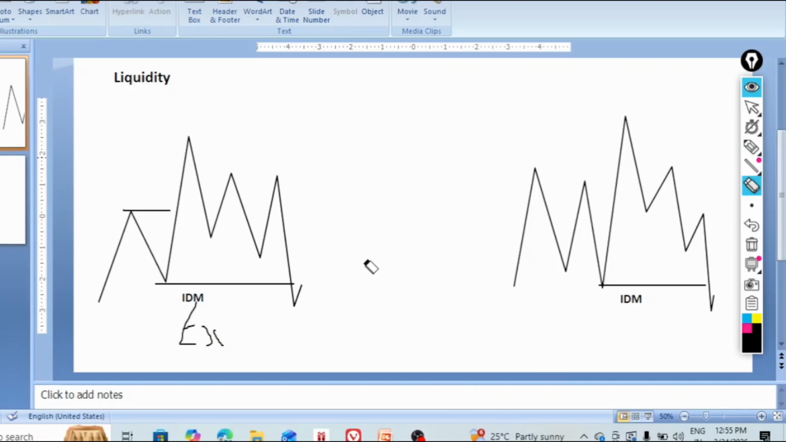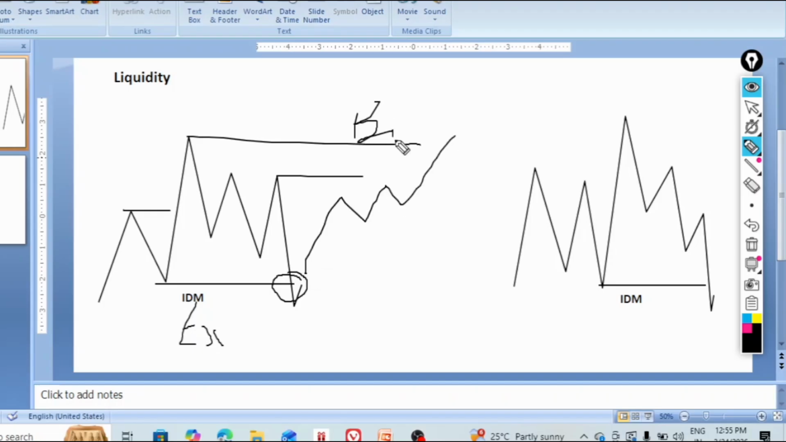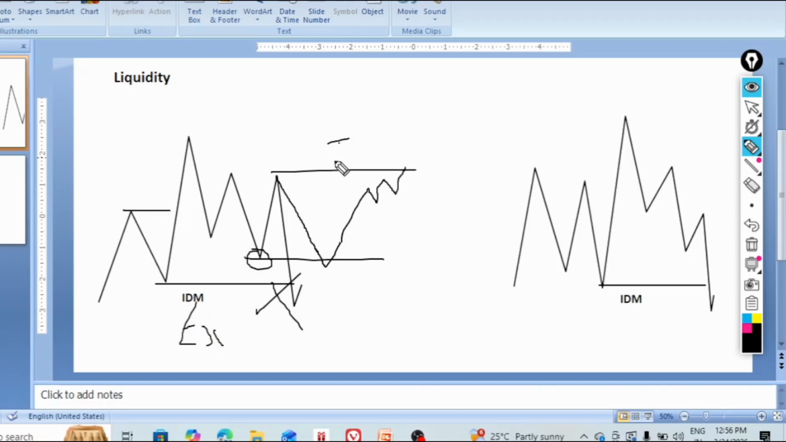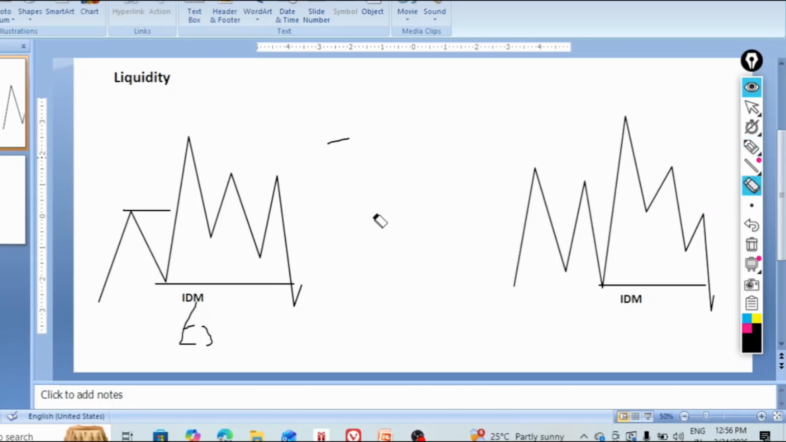Let me just explain again. Here, this is the external, this is the internal level. If the market grabs this external liquidity, then it will move up to this break of structure level. But if the market just came and swept this swing low liquidity and did not mitigate this inducement, then it will only move up to this internal level, and then it can also move down again. Okay, so that's how the liquidity works. The market moves from liquidity to liquidity.